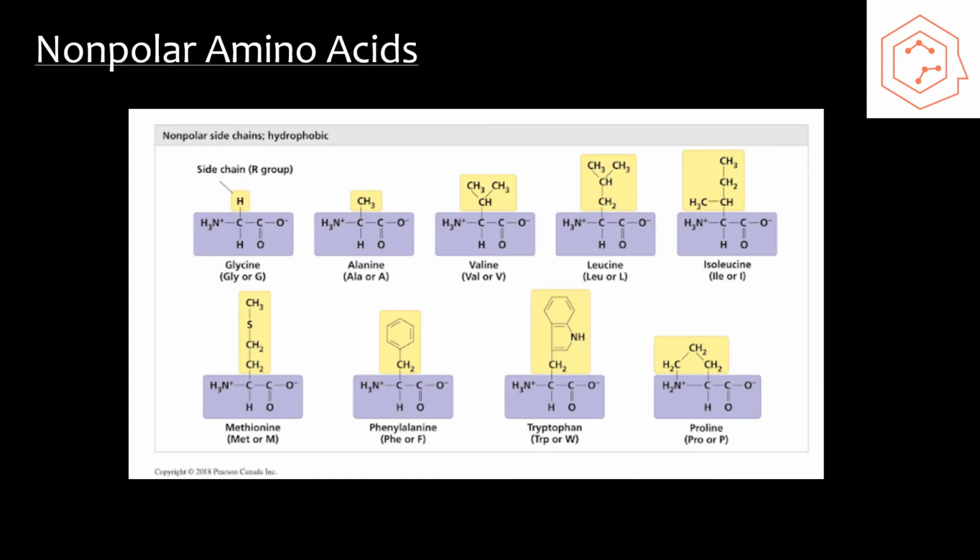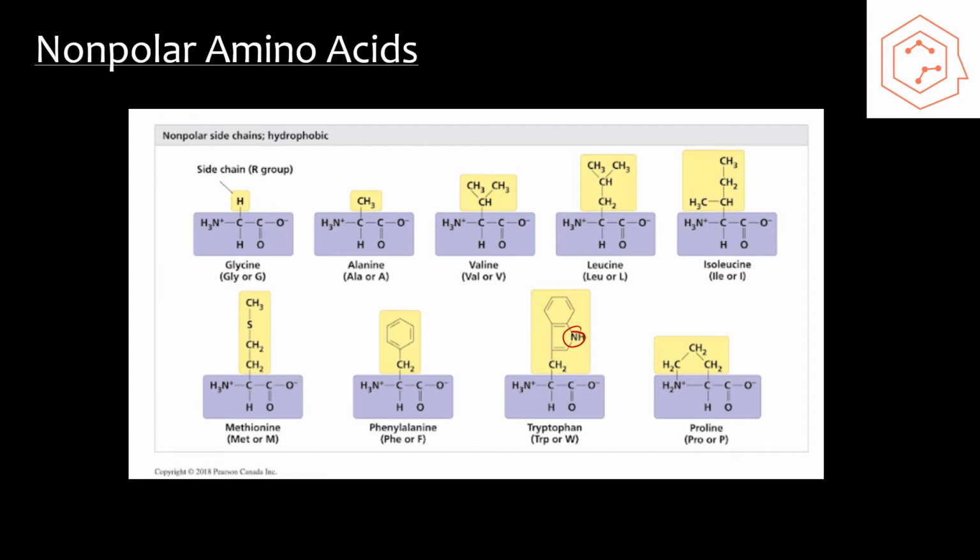So nonpolar amino acids have little or no polarity in their side chains. Like we see over here, there's a minimal electronegativity difference, and there's no dipoles. Even if there is a dipole, like we see with the nitrogen in tryptophan, it's offset by the large R side chain. And so this lack of polarity overall means that there's no way to interact with the highly polar water molecules, and therefore they're hydrophobic.